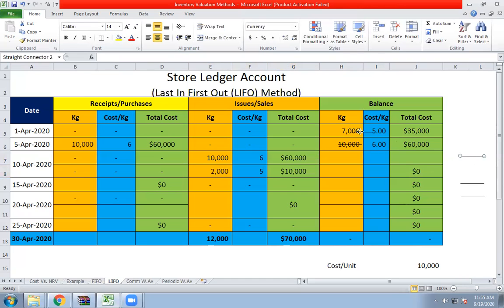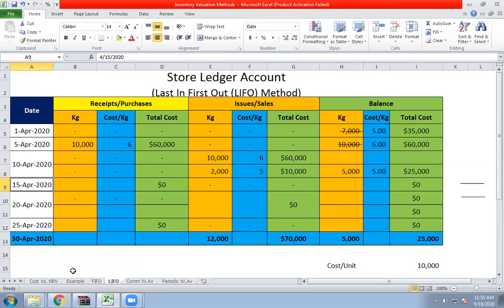I will put a line on this as well because now I have a balance of 5,000 kg valued at $5, because this 5,000 kg is left from the opening stock. I have issued 2,000 out of the opening stock. So remember, this method is last in, first out. Last in material was this. I have issued this material first and then the remaining balance from the previous. So now I have 5,000 kg in balance. The value of this 5,000 is $5 per kg.